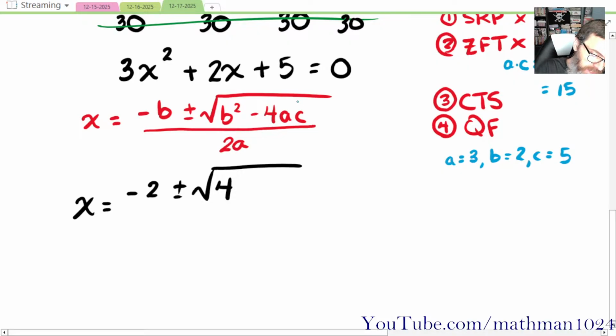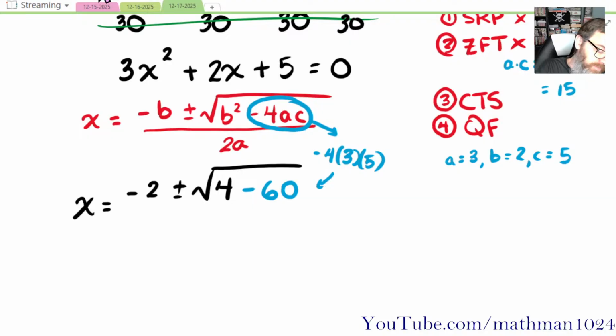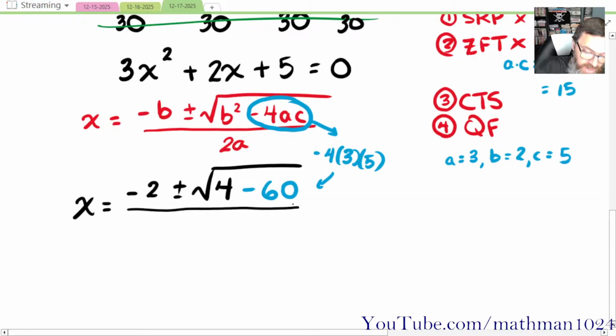Now, be careful with this piece right here. I'm taking the entire part of negative 4 times a times c. So negative 4 times a is 3, c is 5. So I'm going to put all of that together. 4 times 3 times 5 is 60, but this is going to be a negative 60. That negative is very important. All divided by 2a, so 2 times 3 is 6. All right, so the rest of this is just a matter of simplifying.